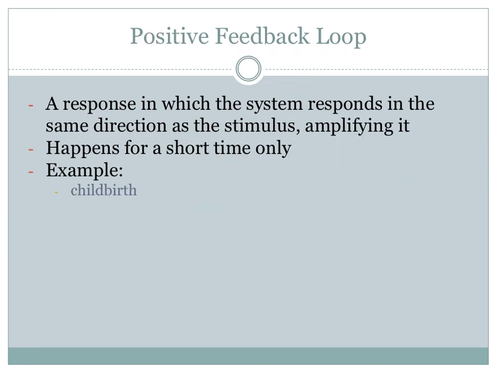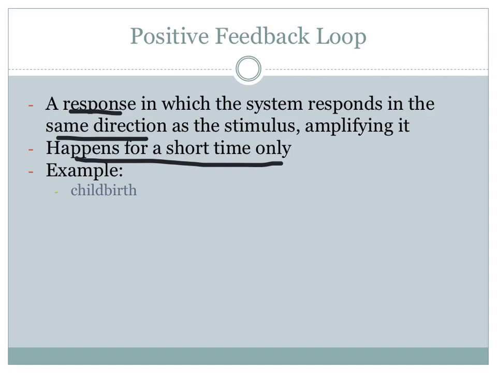I do want to also mention positive feedback loops. Most examples of positive feedback loops are kind of hard to understand, so we're just going to focus on one. Technically, they do help to maintain homeostasis, but it's much more complicated. A positive feedback loop, just like it sounds, is a response in which the system responds in the same direction as a stimulus, basically amplifying it. And this only happens for a short amount of time, and positive feedback loops often occur when a really strange, uncommon situation is happening in the body, and the body's trying to get that situation to be over as quickly as possible.